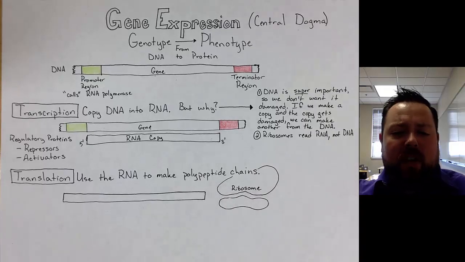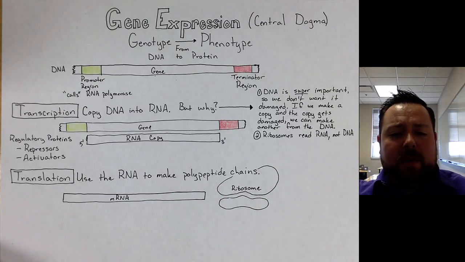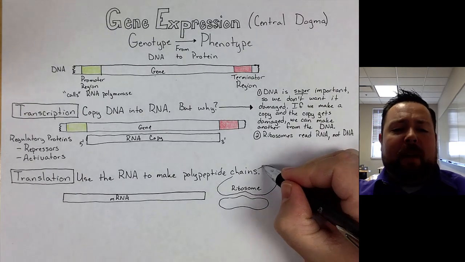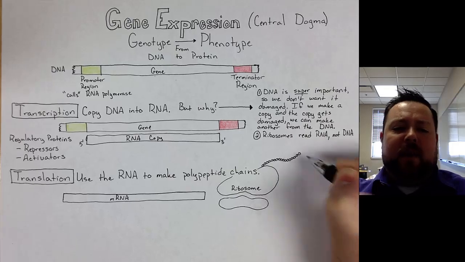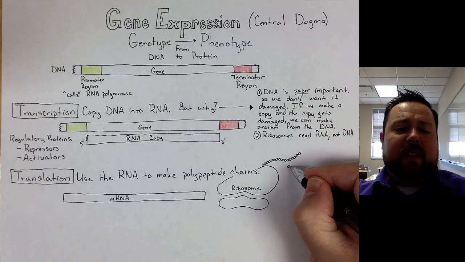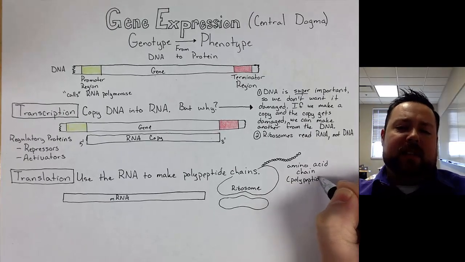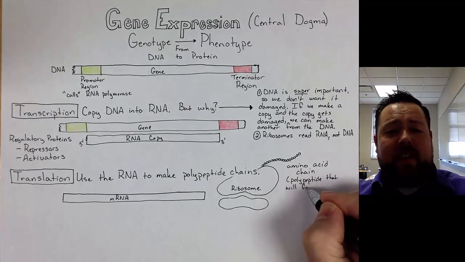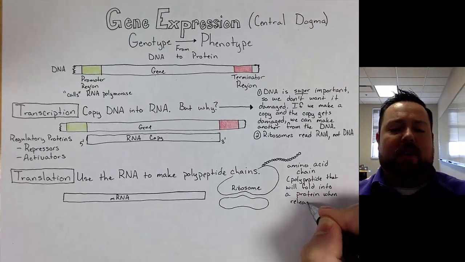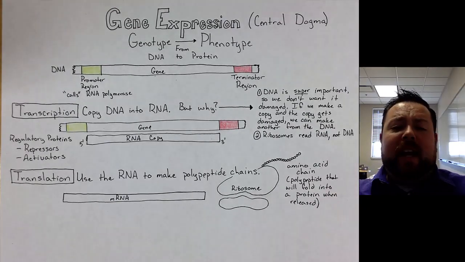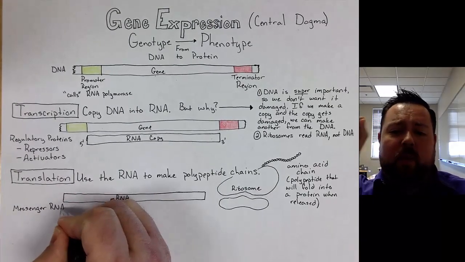But that messenger RNA is going to go over to the ribosome, and that ribosome has two parts, and that messenger RNA is just going to get sandwiched in between these two parts. And the ribosome is going to read that messenger RNA and say, all right, what's the next amino acid that is going to be added to this chain? It just keeps doing that until it gets to the end of that messenger RNA. So you could end up with hundreds of amino acids listed one after another.